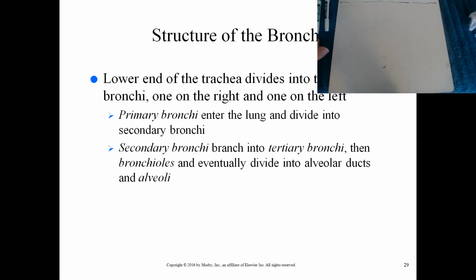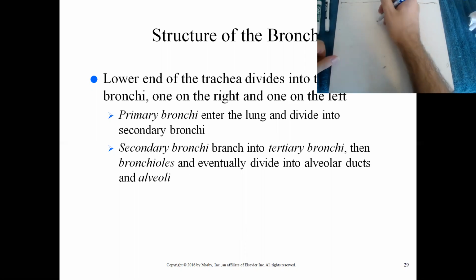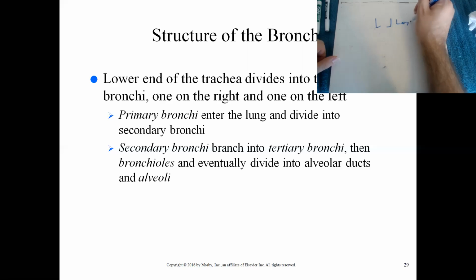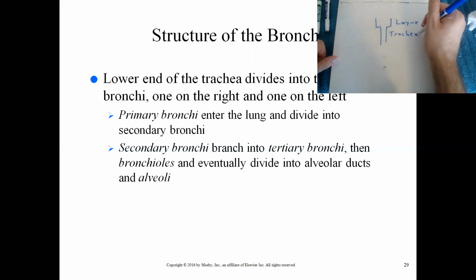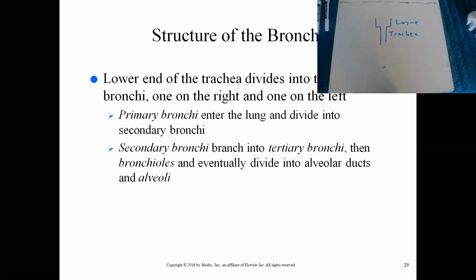So I'll make a box here for the larynx. Just call this the larynx. And we have the tube coming down from the larynx. That's the trachea. Now, up to this point, the flow of air has basically just been one long tube. From nose to trachea, that's basically just one tube.